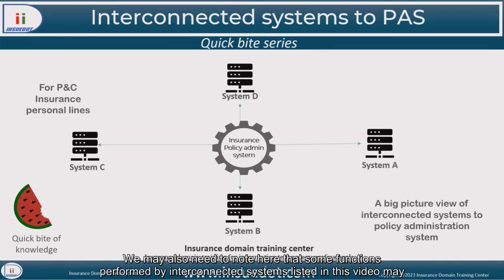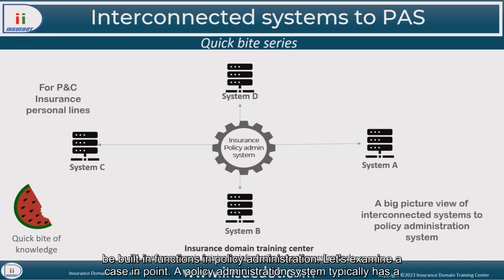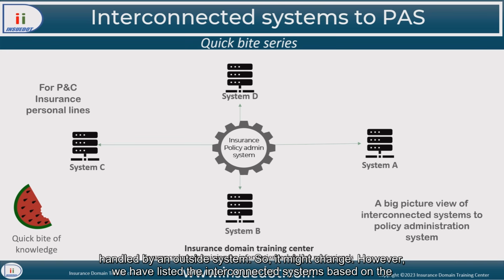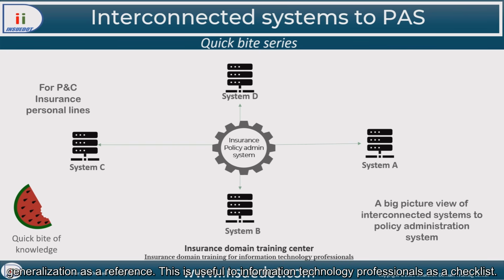We may also need to note here that some functions performed by interconnected systems listed in this video may be built-in functions in policy administration. Let's examine a case in point. A policy administration system typically has a function called product configuration. This function, however, might not be present in all policy administration systems, and instead be handled by an outside system. So it might change. However, we have listed the interconnected systems based on the generalization as a reference.